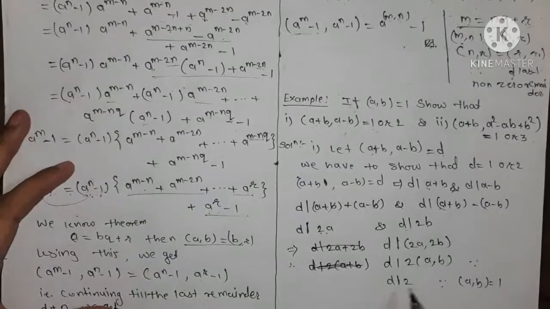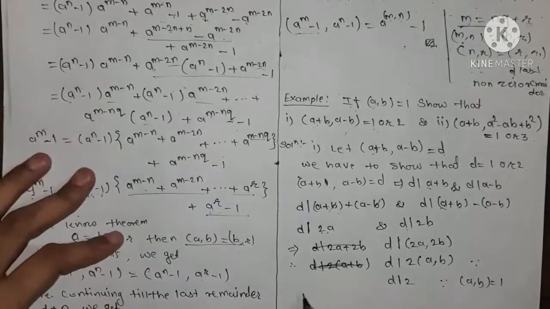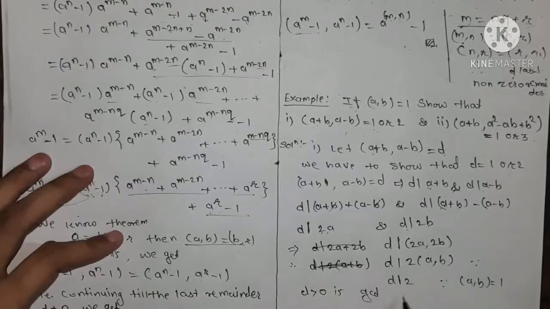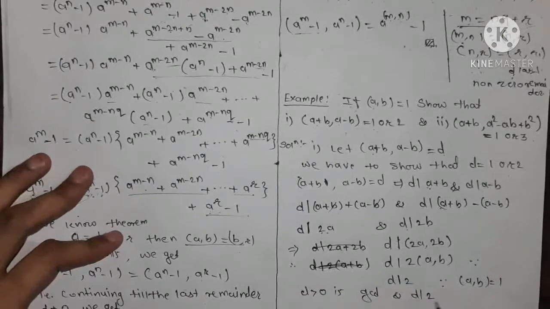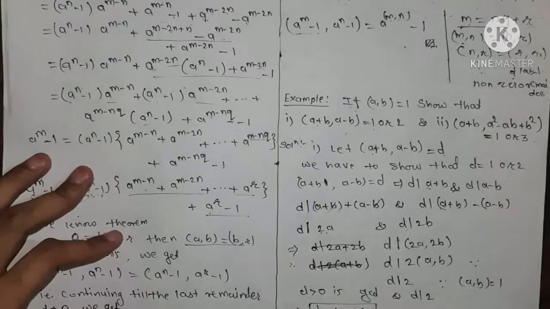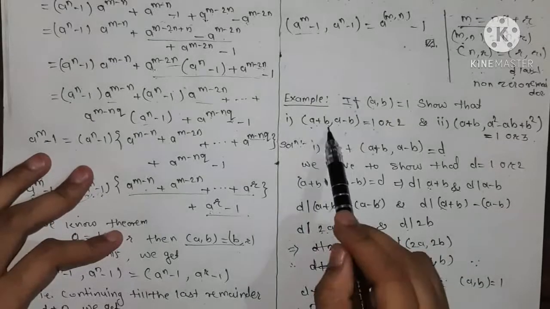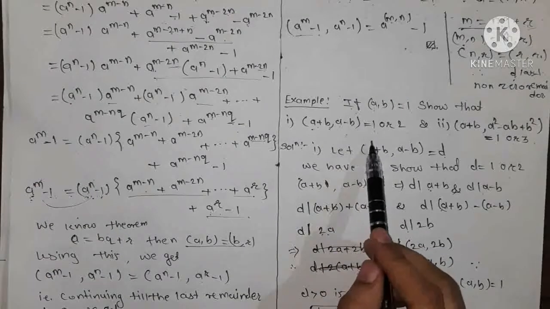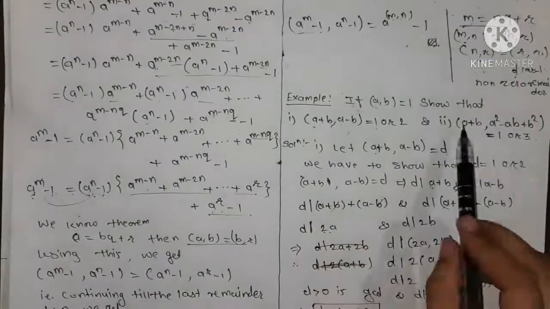d divides 2. Okay, so d divides 2, therefore d greater than 0 is a GCD, and d divides 2 implies d is equal to 1 or 2. Okay, so this proves the first part, that is GCD of a plus b comma a minus b is equal to 1 or 2. Now we prove the second part.